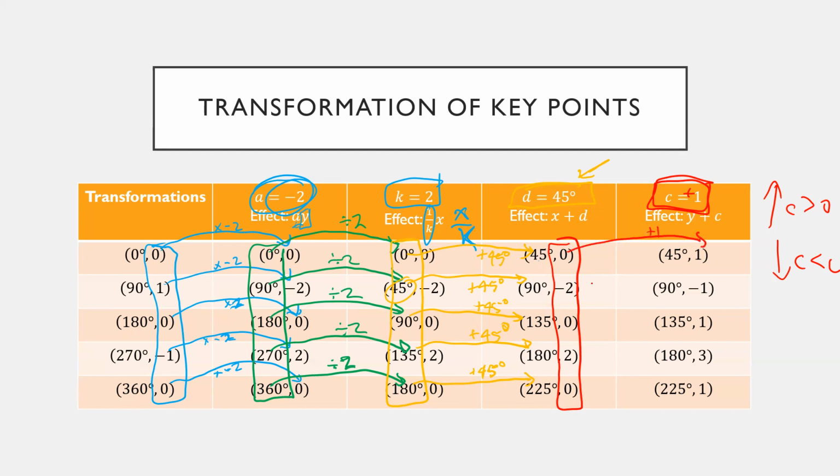So we add 1 to this Y coordinate, we get +1. We add 1 to -2, we get -1. We add 1 to 0, we get +1. We add 1 to 2, we get 3. And then we add 1 to the Y value of 0, we get 1. And this is our resulting XY pairs that we have for our graph. So we have 45 degrees and 1, 90 degrees and -1, 135 degrees and 1, and 180 degrees and 3, and 225 degrees and 1.